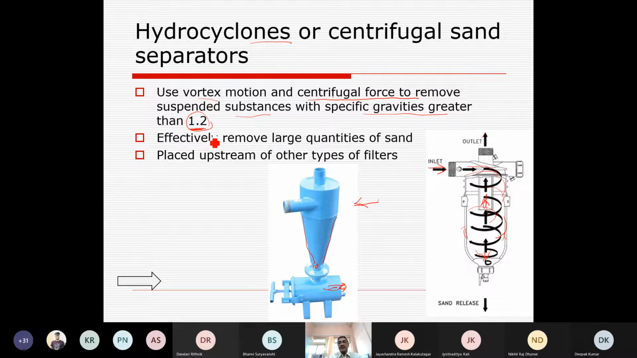It effectively removes large quantities of sand that would otherwise come to the mesh filter and the primary sand and gravel filter. So it is basically first removed from the water, and then the water goes to the sand filter and mesh filter. So this is placed upstream of the other types of filter.